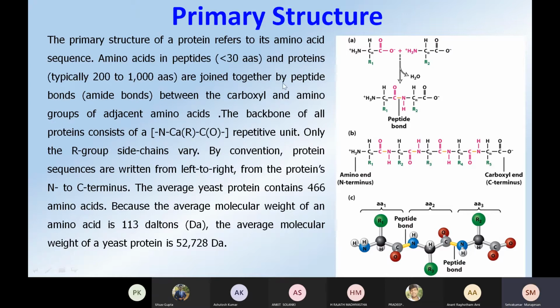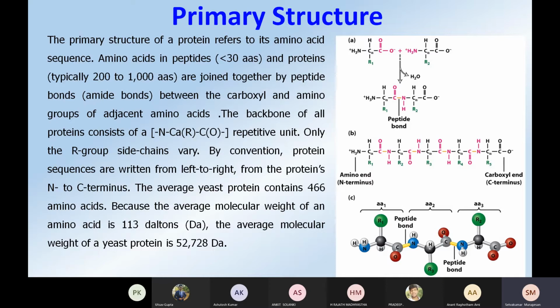And usually the peptide bond is a formation between the carboxyl and amino groups of adjacent amino acids, and the backbone of all proteins consists of an N terminus as well as a C terminus. Okay, if you see the charges, N is positive and C is negatively charged. And that also regulates the formation of structures like secondary, tertiary or quaternary.